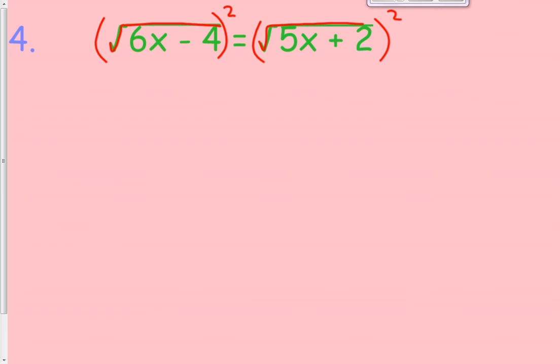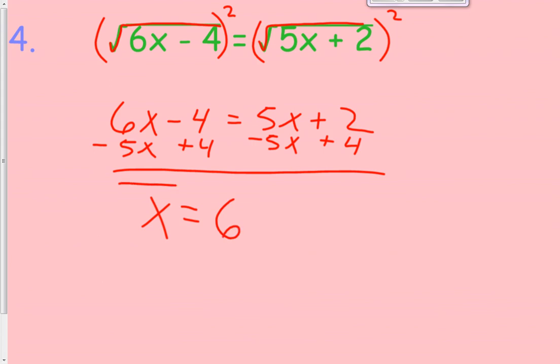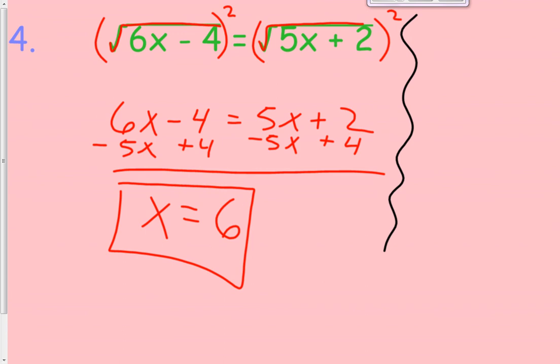So now both radicals are gone when you square both sides, so you just get 6x minus 4 equals 5x plus 2. Doesn't that look beautiful? After you square both sides, the radicals just are gone, and now you can simply solve your equation. Subtract 5x, add 4, and we get the number 1x equals 6. Here's our answer. Let's check for extraneous solutions.